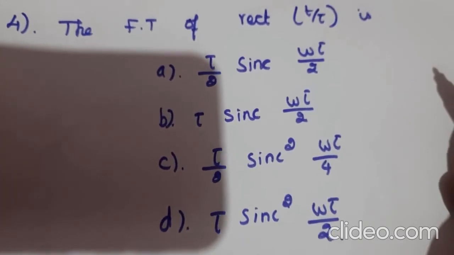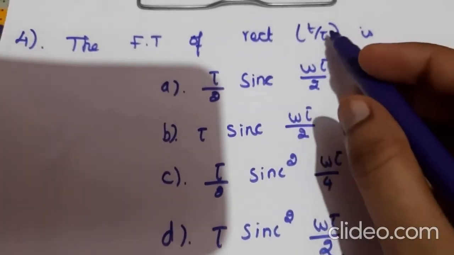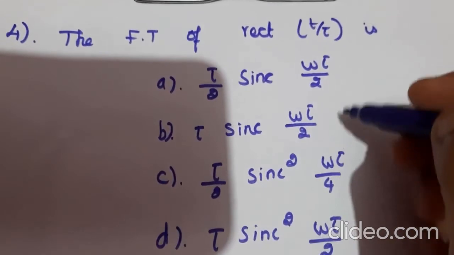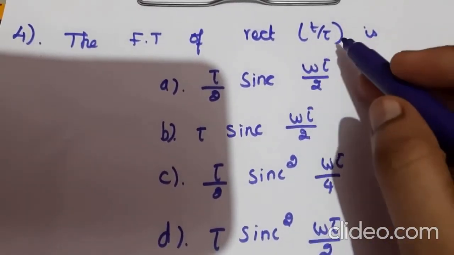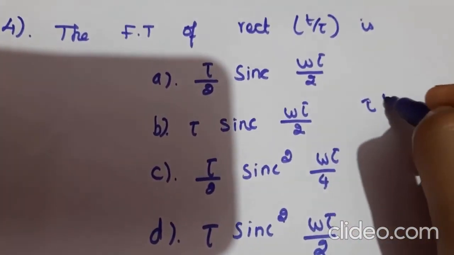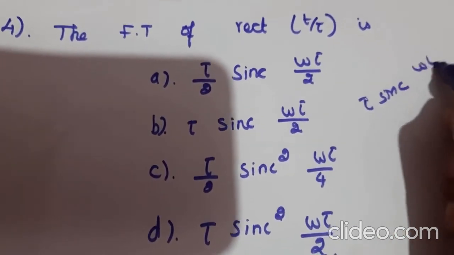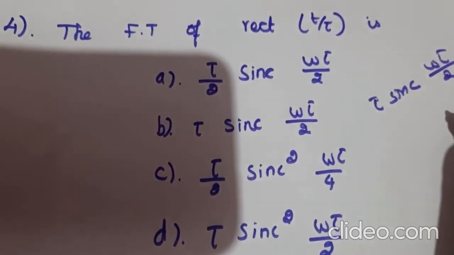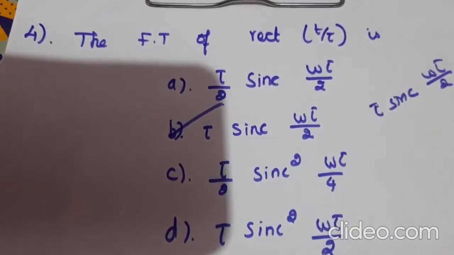Fourth question, the Fourier transform of rectangular pulse t by tau is, and we know the Fourier transform of this pulse is equal to tau sinc of omega tau divided by 2. So here the answer is B.